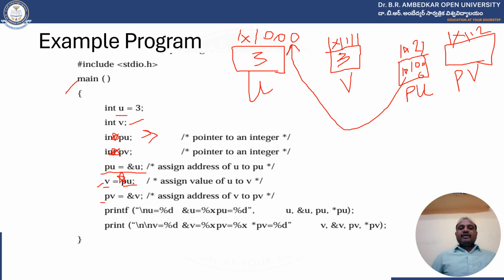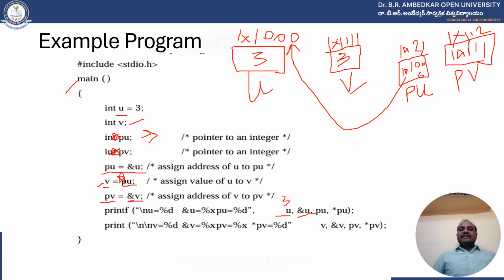Next, pv will be assigned ampersand v, that means the address of v will be assigned to pv. The address of v is 0x1111. Next we are printing u equal to percent d, ampersand u equal to percent x, pu equal to percent d. That means we are printing here that the u value is always 3 only.